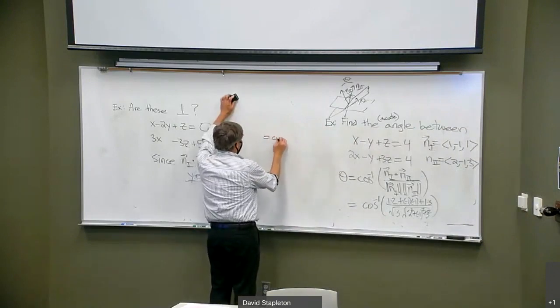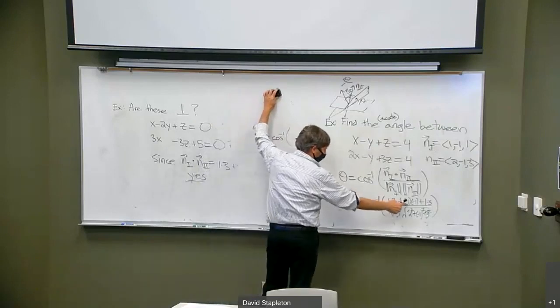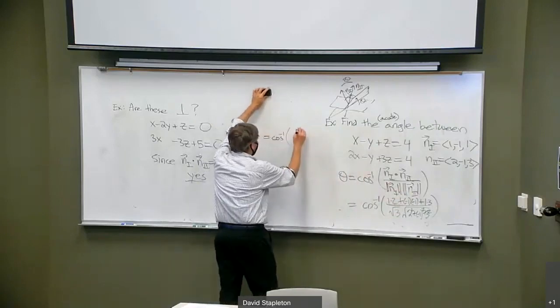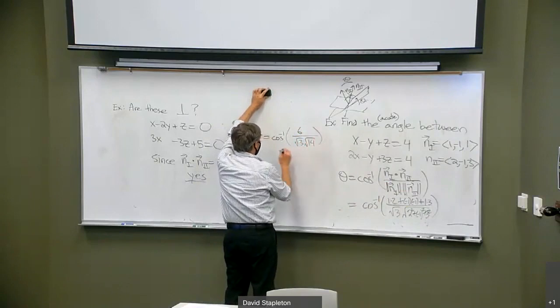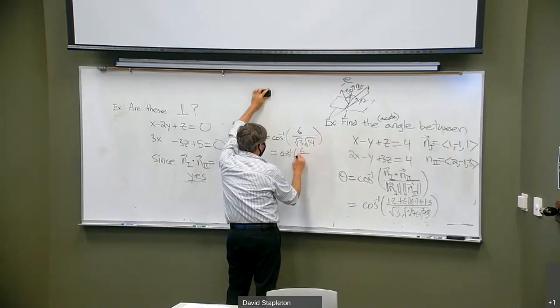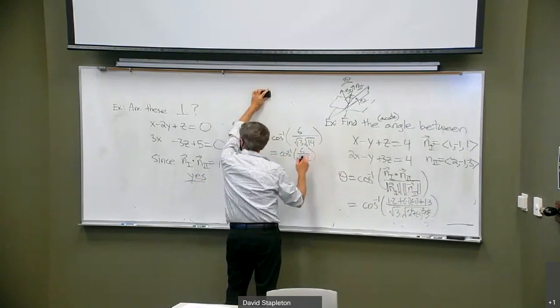So it's actually the arc cosine of (2 plus 1 is 3, plus 3 is 6) over square root 3 times square root 14, which is the arc cosine. So 6 over square root 42. And you can run that on a calculator.